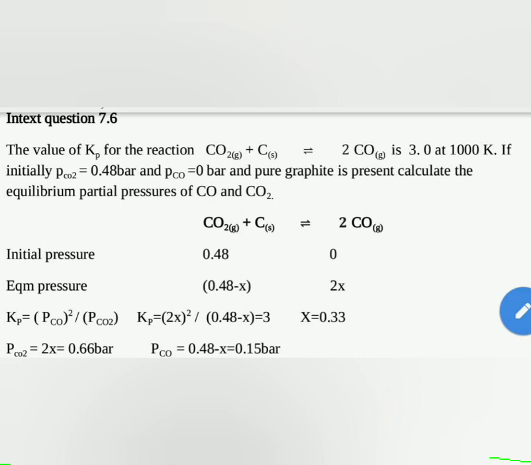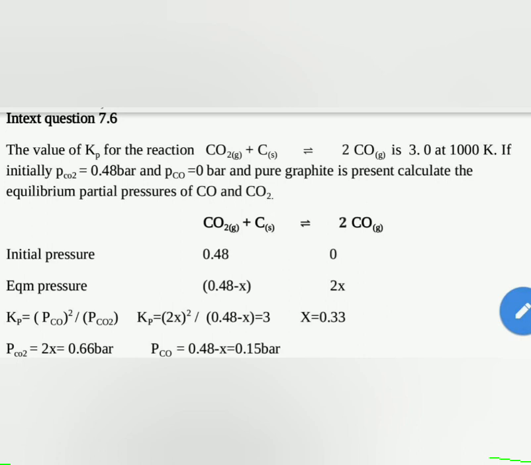Then write the expression for Kp. Since the value of Kp is given, we have to write down the expression for Kp and substitute the values so that you will get the value of x, substituting the equilibrium pressure condition, that means 0.48 minus x and 2x. The important point is that to find the value of x, we are supposed to use any one method that you have learned in standard 10.